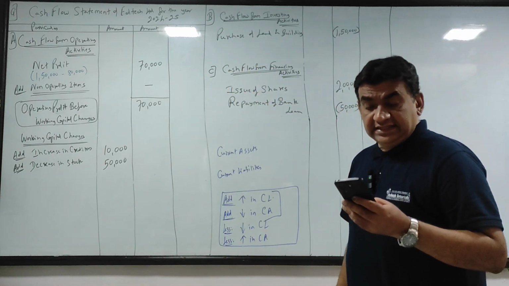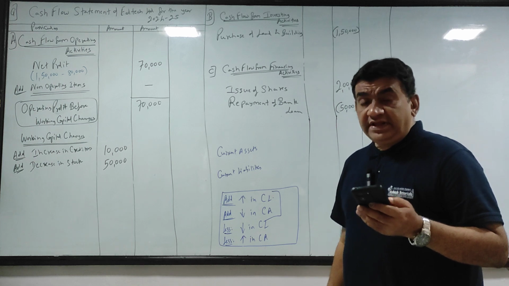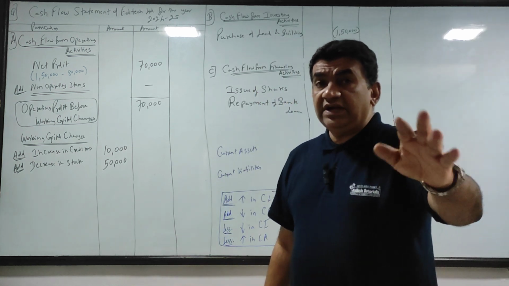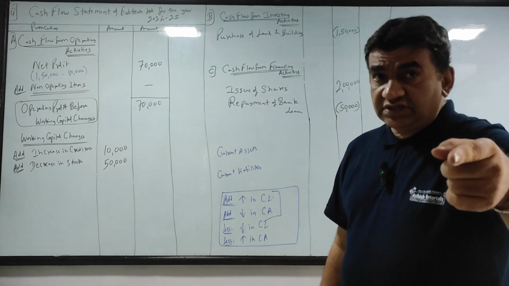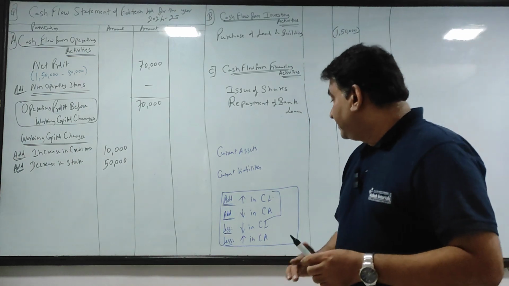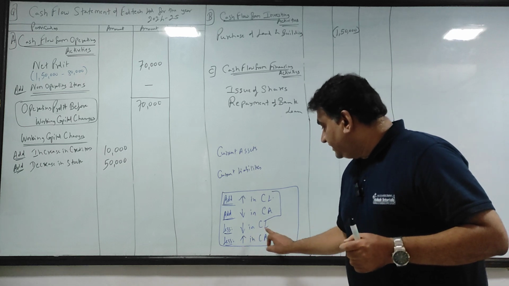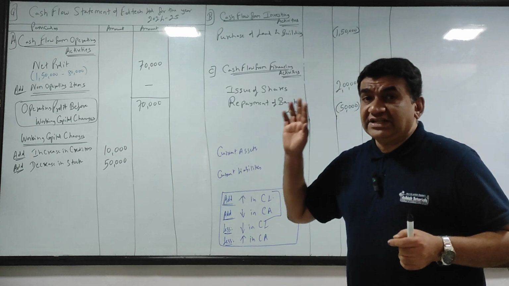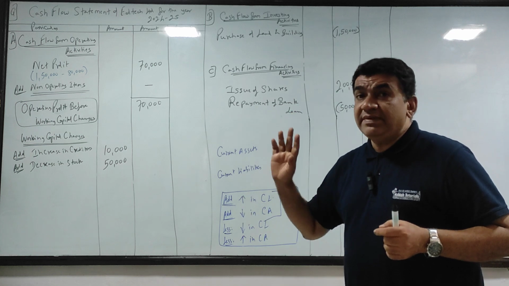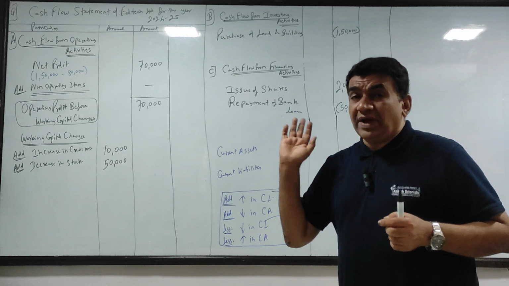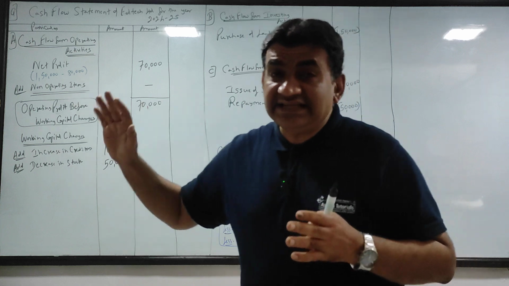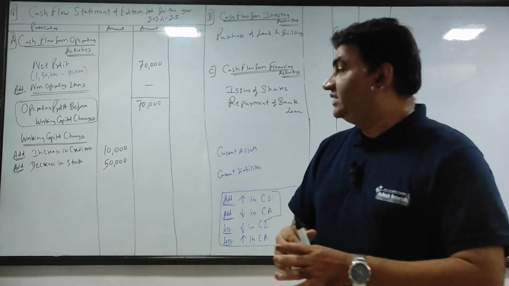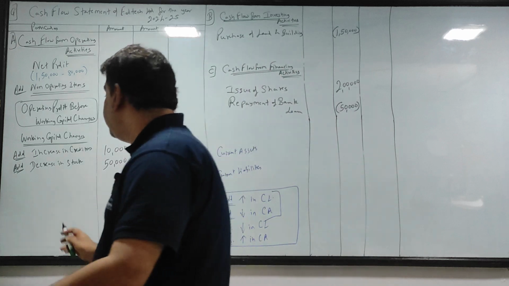Now see guys, debtors went from 50 to 120. Last year debtors were 50, current year 120. Debtors have gone up by 70,000. Increase in current assets, what do we do? Minus. Why minus? Last year my investment was 50, now my investment is 120. So as compared to last year, the asset is blocked up by 70,000 more. So I reduce it. So less 50 minus 20.